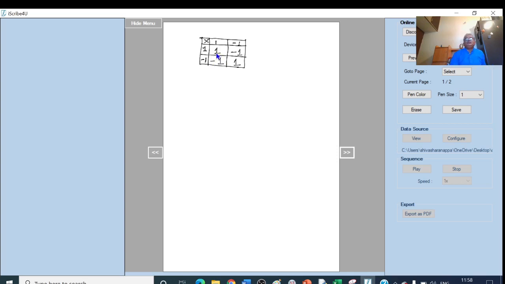What is the first row here? 1, minus 1. What is the first column? 1, minus 1. What is the second row? Minus 1, 1. What is the second column? Minus 1, 1. If it is like this, then we say that the table is symmetrical. See, this is the diagonal, and above the diagonal minus 1 is there, below the diagonal minus 1 is there. This table is symmetrical about the principal diagonal. If the table is symmetrical about the principal diagonal, then AB equals BA is satisfied for all A and B belonging to G. That means here the commutative law holds.